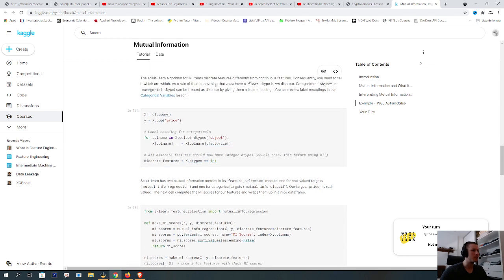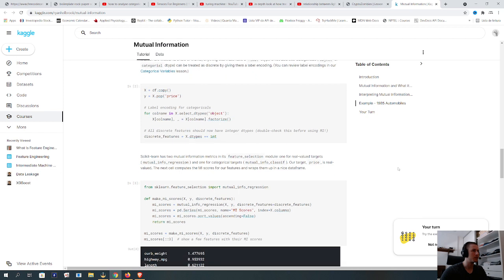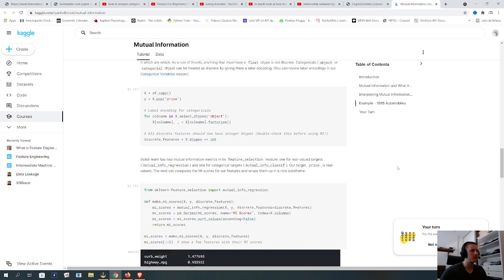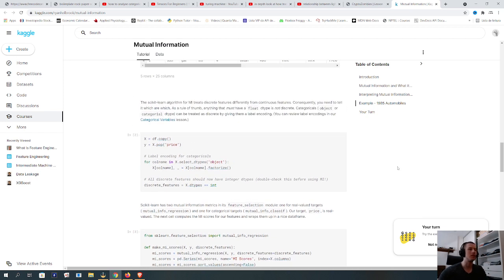So I don't understand why anything that has a float is not discrete. Because even though it's a number, it can be a discontinuous function. Yeah, but it makes sense because it's data, not function. I guess I get it. No.